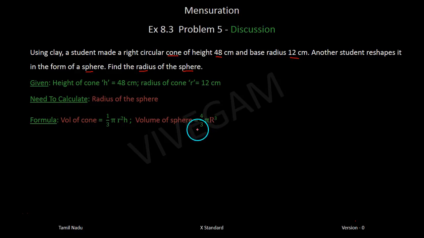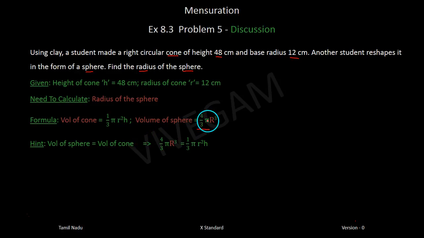But this cannot be calculated because we don't have the value of the radius, nor do we have the volume of the sphere. But one important clue: they say it's the same cone which is getting reshaped. So the volume of the sphere will be equal to the volume of the cone, because they are reshaping the cone. So it will remain the same.